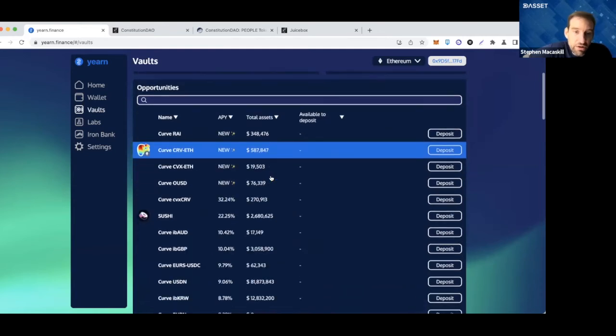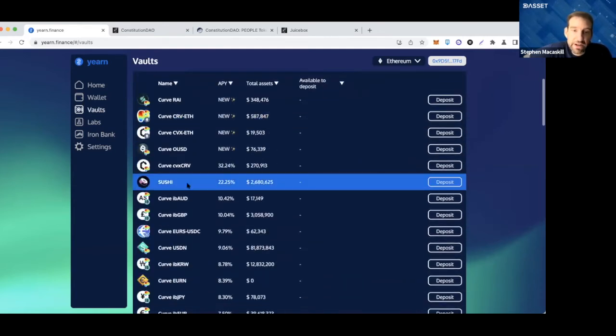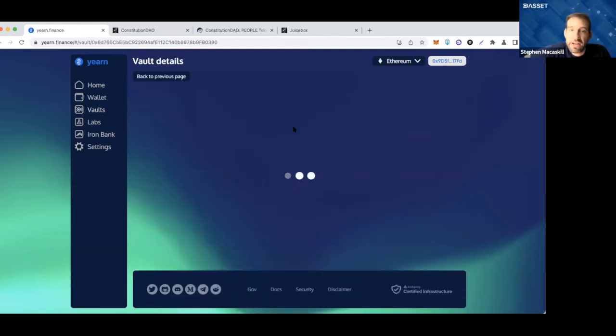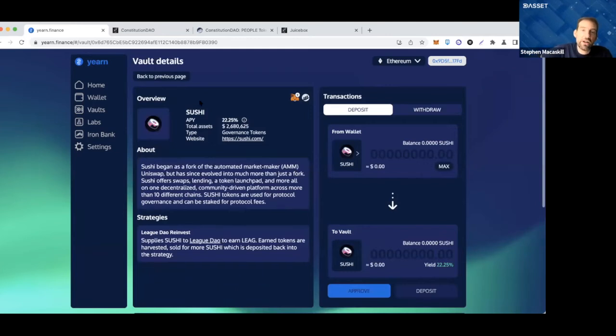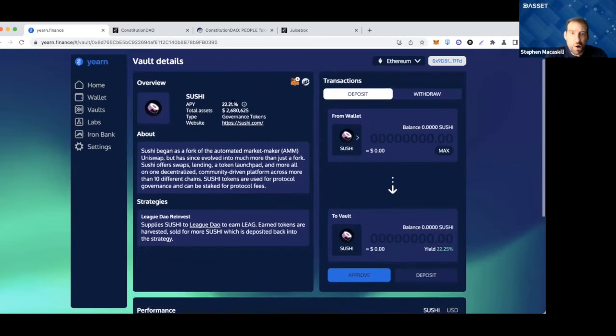But here are a couple that you only need to deposit one asset in. For example, this one is for Sushi. Sushi is a decentralized exchange. You can see there's about $2.6 million in assets in this vault, and the current return is 22%.